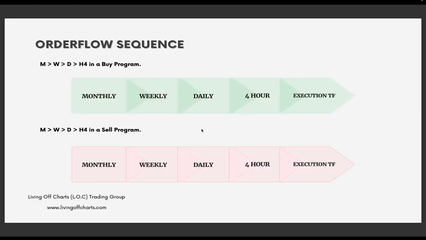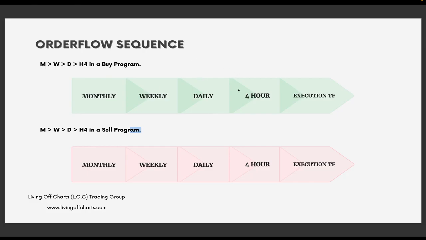Now, what you're looking at on your chart right here is an order flow sequence. How we confirm we're in a buy program and how we confirm we are in a sell program. If we are in a buy program, we're going to have the monthly, weekly, daily, 4-hour, all bullish. If we are in a sell program, we're going to have the monthly, weekly, daily, 4-hour, all bearish. Each one of these would be in a bullish scenario. What is that bullish scenario? As mentioned before, you would be in a reaccumulation phase from top down, the monthly, weekly, daily, and 4-hour.